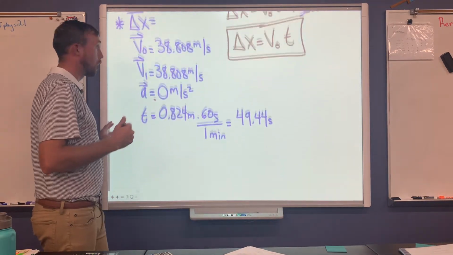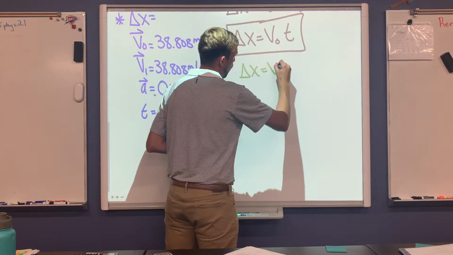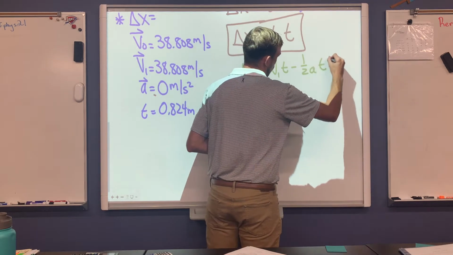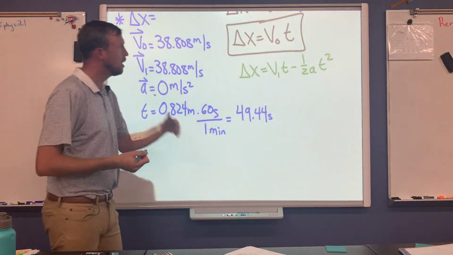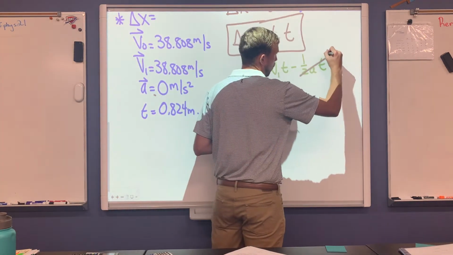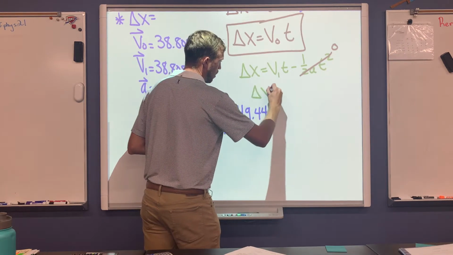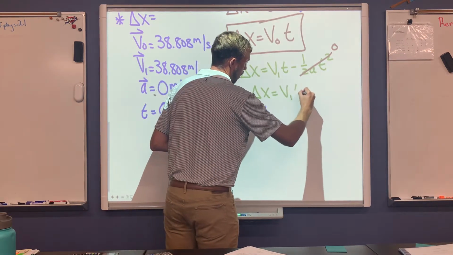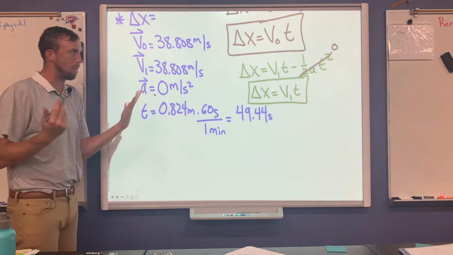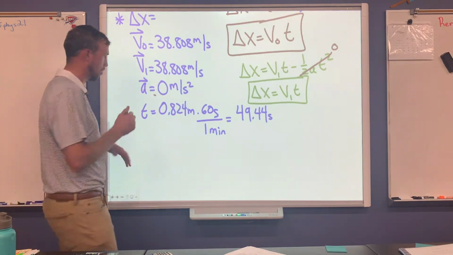If I choose equation 3, I've got delta x is equal to final velocity times time minus 1/2 a t squared. And again, similar idea. My acceleration term is 0, so 1/2 times 0 times t squared all multiplies to 0, and I get delta x is equal to final velocity times time, which again, my initial and final velocities are the same here, and my time is the same. So I could use either equation and things would work out just fine.